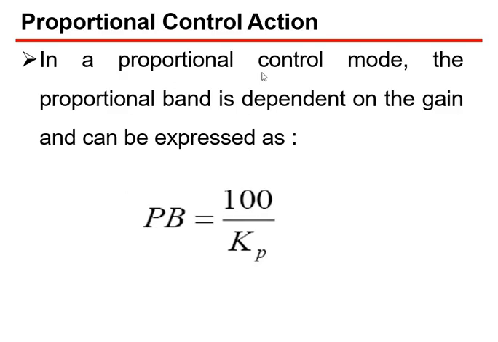In a proportional control mode, the proportional band is dependent on the gain and can be expressed as: proportional band is given by 100 divided by Kp. Kp is nothing but the proportional constant of a controller.